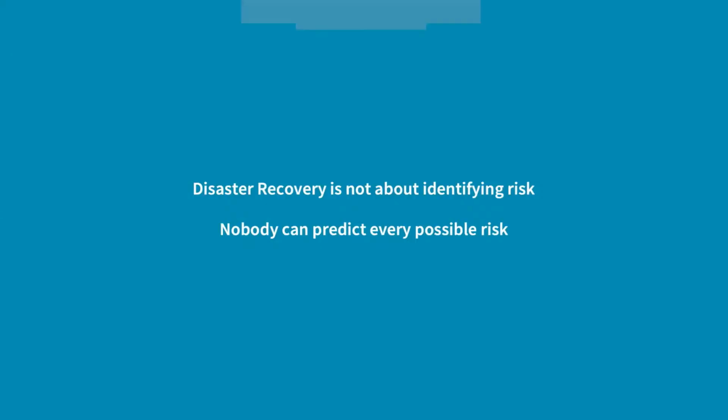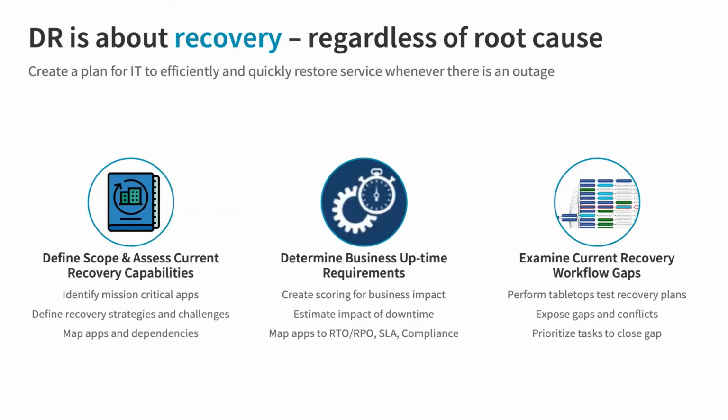Well, another key takeaway for today is that you cannot plan for everything or anticipate every risk. You should be as prepared and proactive as possible, but disaster recovery is really not about identifying risks. Disaster recovery is about recovery, regardless of the root cause. So let's talk about the key steps organizations must take to create a recovery plan which they can execute to restore service for critical apps while meeting service level agreements and compliance requirements.